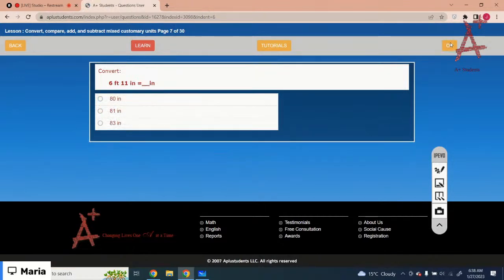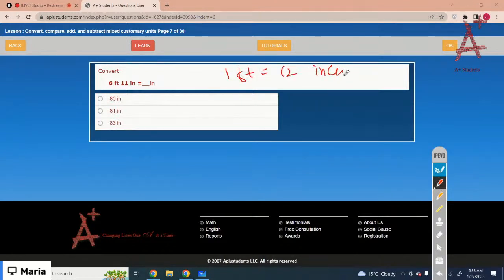Okay, the next one is 6 feet 11 inches. You have to convert it into inches. Got it? So we know that 1 foot equals 12 inches. Then 6 feet equal 6 times 12, that would be 72 inches. You already have 11. So 72 plus 11 is 83 inches. Got it? So the correct option is 83 inches.